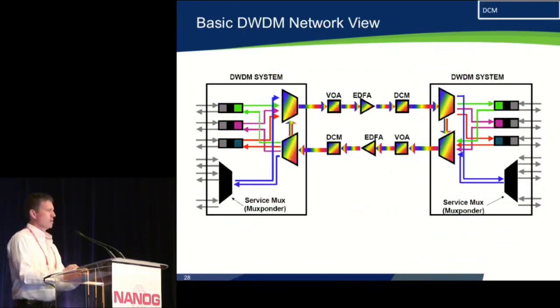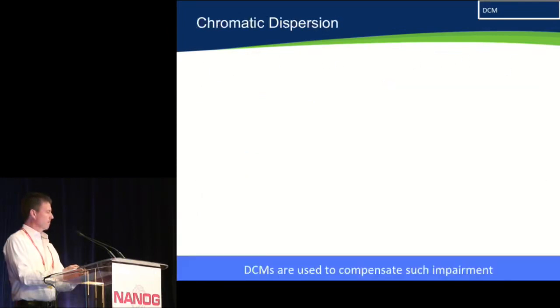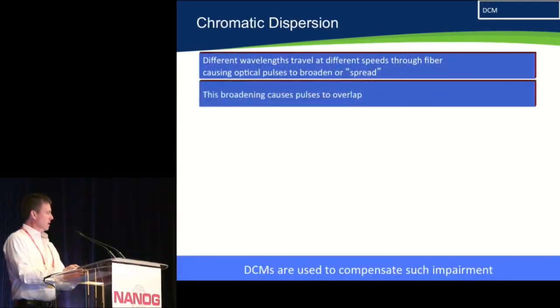So within the fiber, there are loss effects, and one of the big ones is chromatic dispersion. Chromatic dispersion is counteracted with elements called DCMs, or dispersion compensation modules. Chromatic dispersion happens when you have different wavelengths traveling through the glass fiber. As we mentioned before, different wavelengths travel through the medium at different speeds.